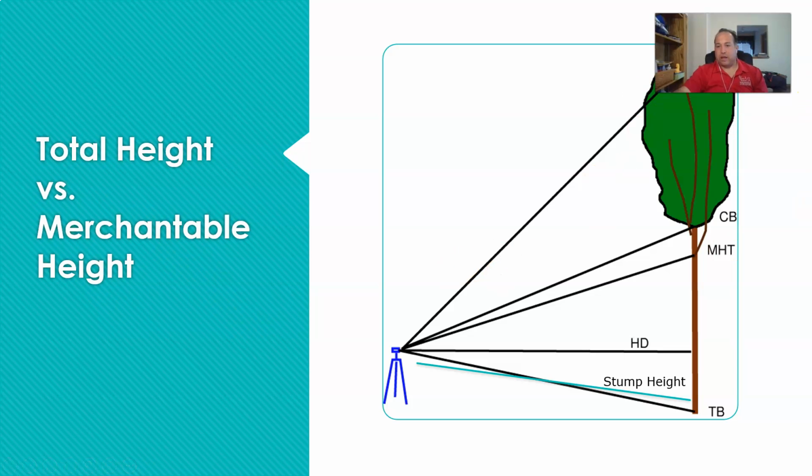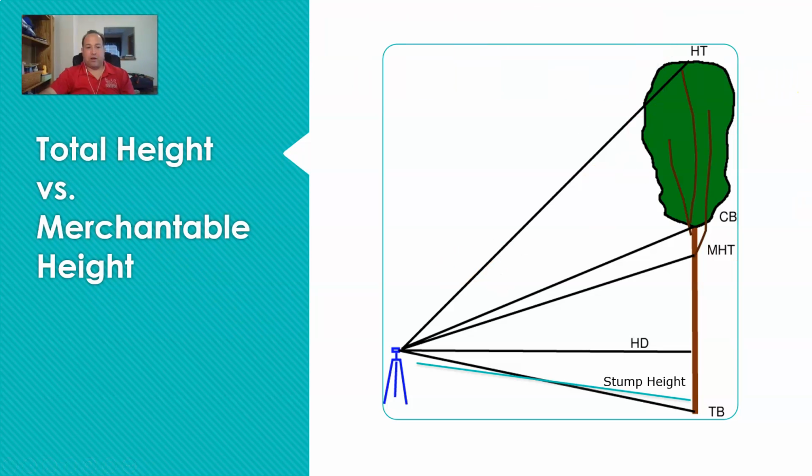So just providing you a graphic here to put that whole thing together. We've got our stump height, we've got our total tree height, we've got our stump height here. This is our horizontal distance. We might have some sort of a merchantable height. We have our total height, and we have the height of our crown right there. So those are all the different height measurements we might get.